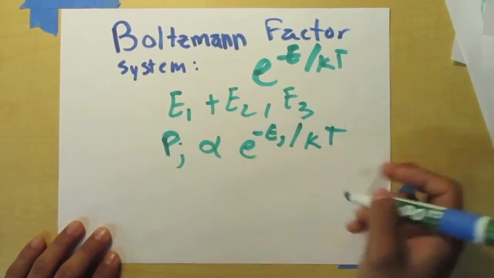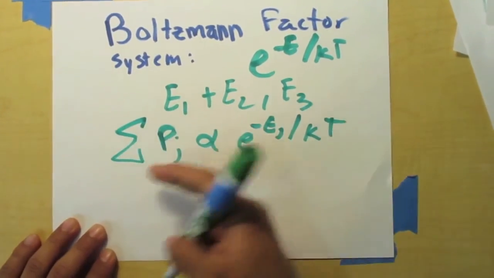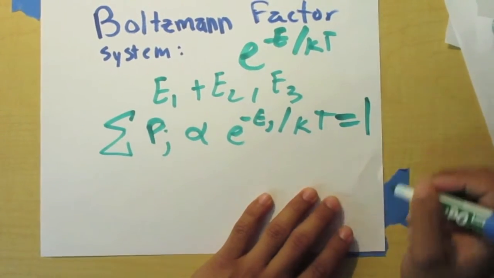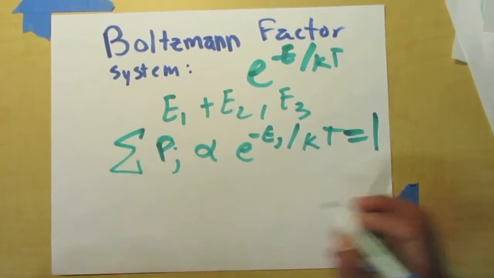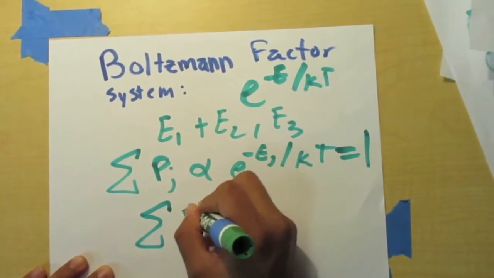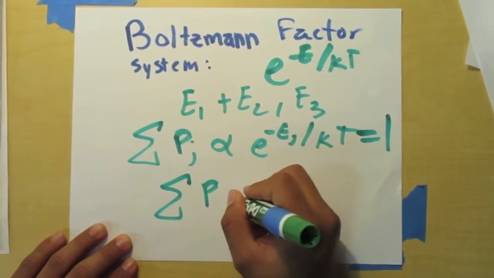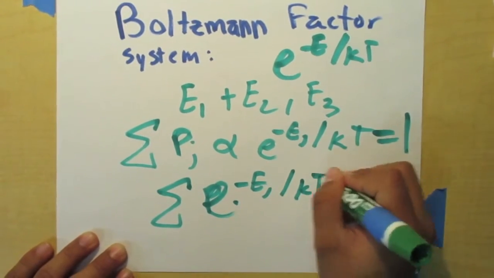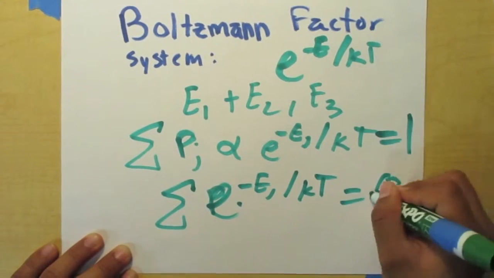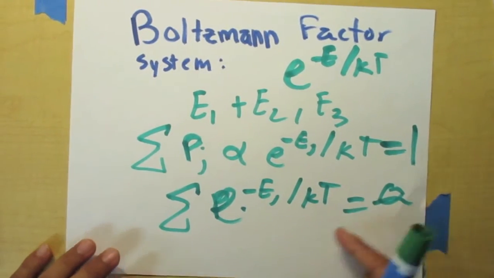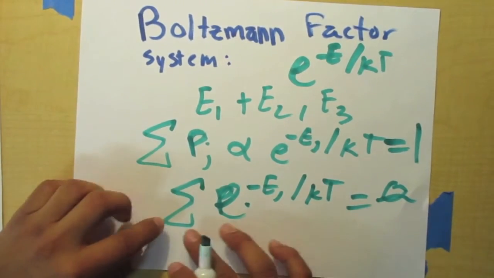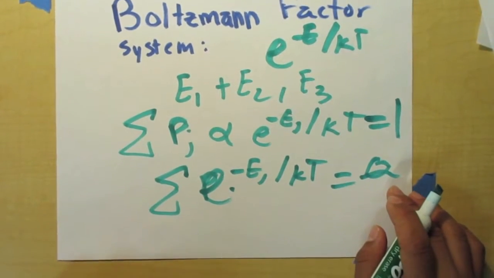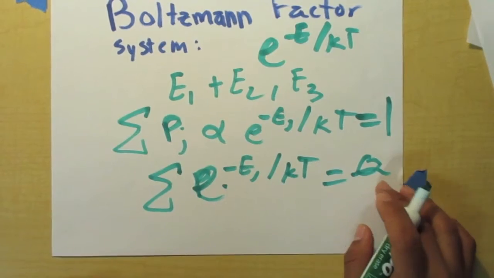Once we sum all these probabilities, we know that the sum has to equal 1, which means that our normalization constant is 1 over q, where the summation of our Boltzmann factor is equal to q, and q is our partition function.